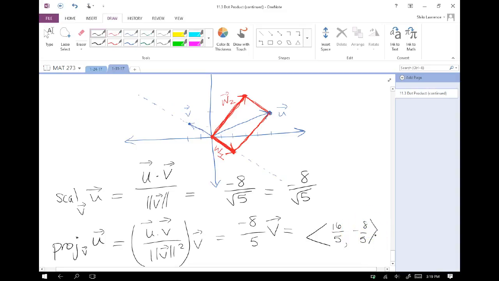So the scalar projection is the one that just comes out as a scalar, and the vector projection comes out as a vector. So my w sub 1 right here, so mine's not drawn to very good scale, I guess, should be 16/5, -8/5, which is 3.2, -1.6. So 3.2, -1.6 should actually be about there, I guess. So it never comes out perfect when we draw it by hand.